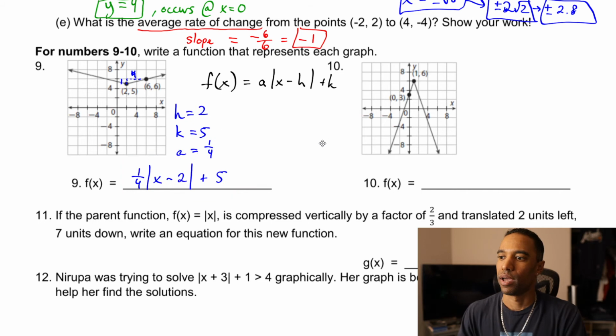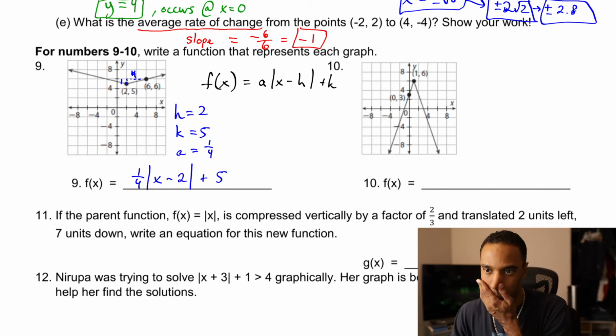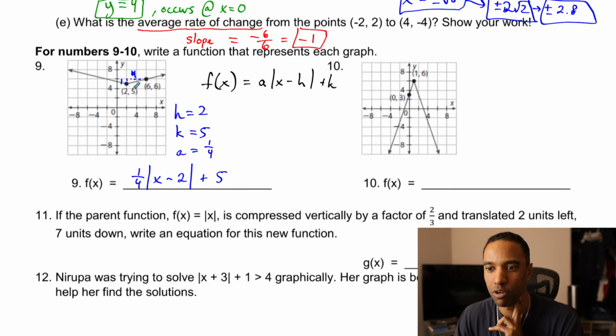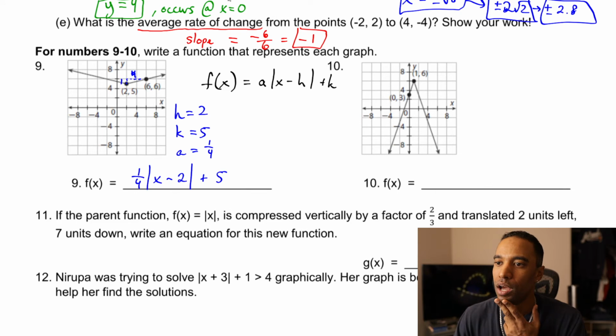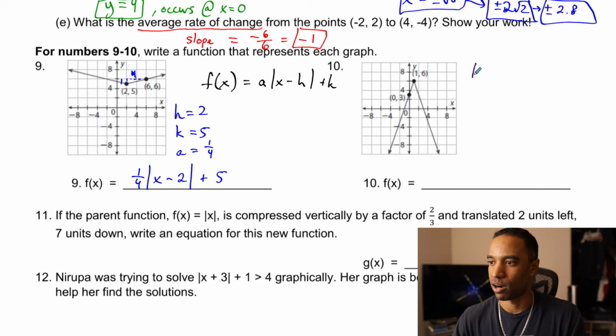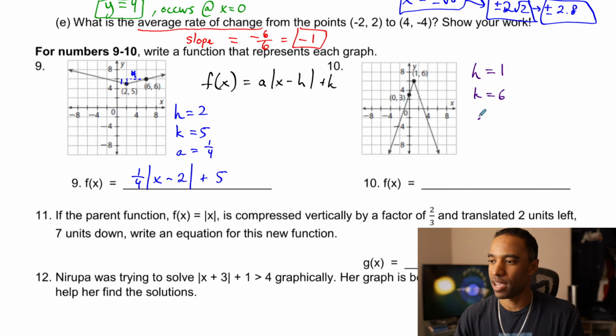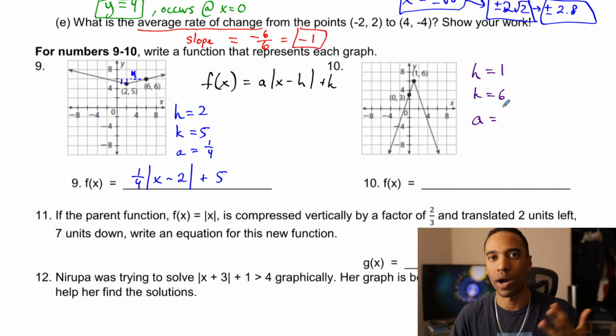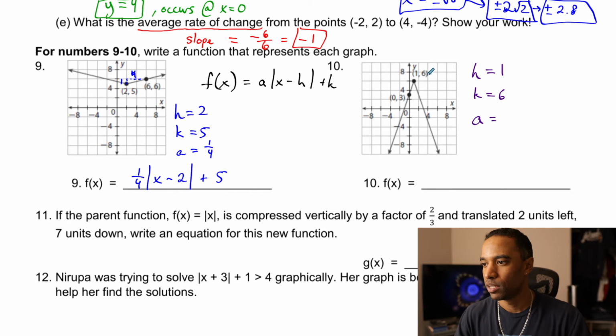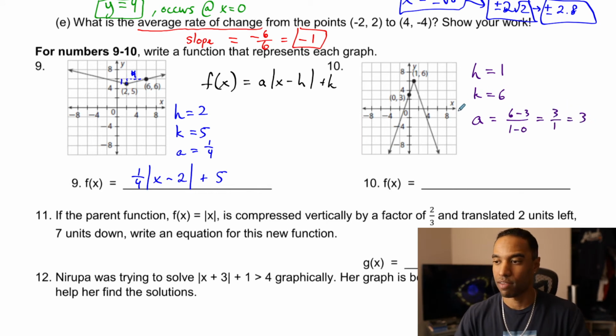All right, and this next one here, if you have trouble counting the up and over by not being sure what that is, let's use the slope formula for this next one. Let's dissect what h, k, and a are. H is 1, k is 6. That's my vertex right there. And this time for a, guys, let's use the slope formula, y2 minus y1 over x2 minus x1. Let's do 6 minus 3, that's y2 minus y1, over 1 minus 0, x2 minus x1. That's 3 over 1, which is 3. So your slope, your a value there, is 3.